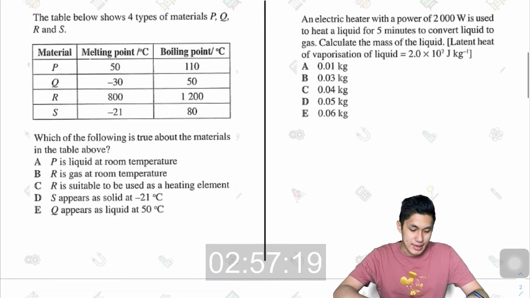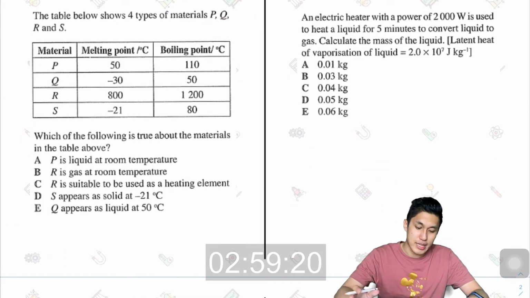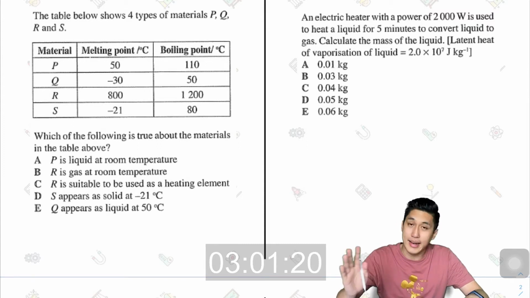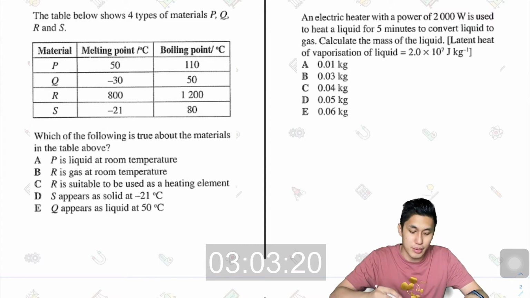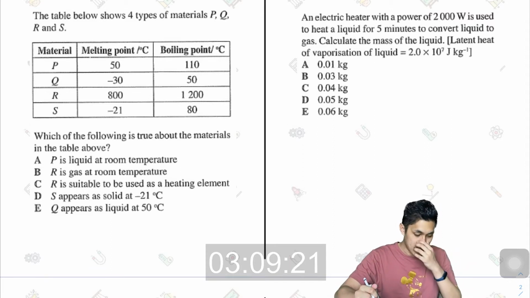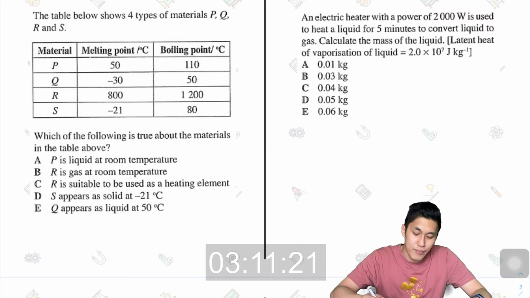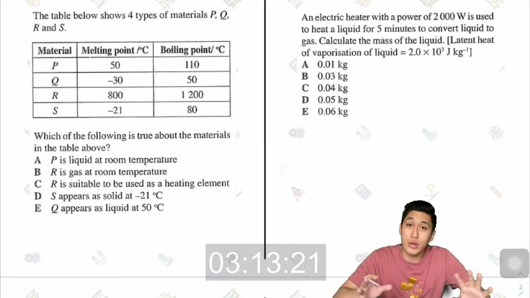Okay, next one. The table below shows 4 types of material P, Q, R, and S. Each has their own melting point and boiling point. So which of the following is true about the materials in the table above? So number 1, P is liquid at room temperature. Room temperature would be around 25 degrees.